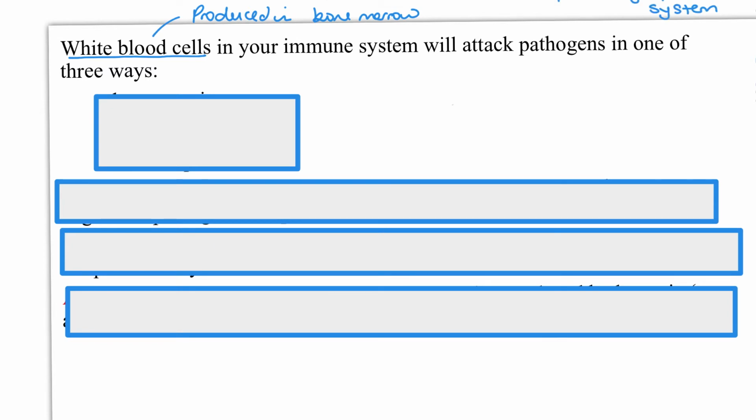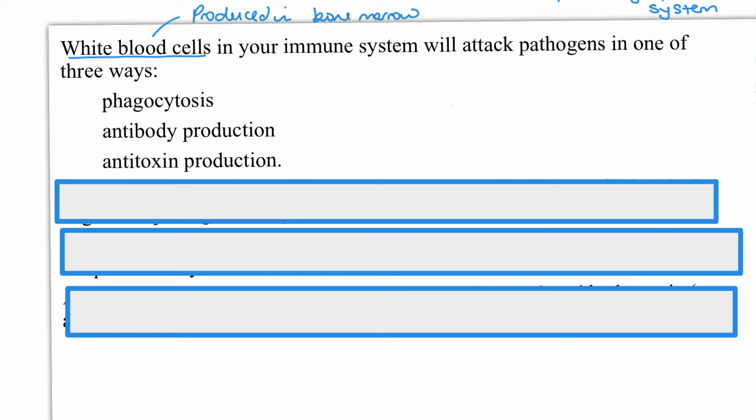So the white blood cells of your immune system will attack pathogens in one of three ways. Through phagocytosis, which we've already talked about a little bit, but we'll go into a bit more detail about in a minute. Let's just take a look at that word, phagocytosis, for a second. This prefix phago means eating. Cyto, cell. So this word just means cell eating. The second is antibody production and antitoxin production, and we'll talk about each of those in turn.